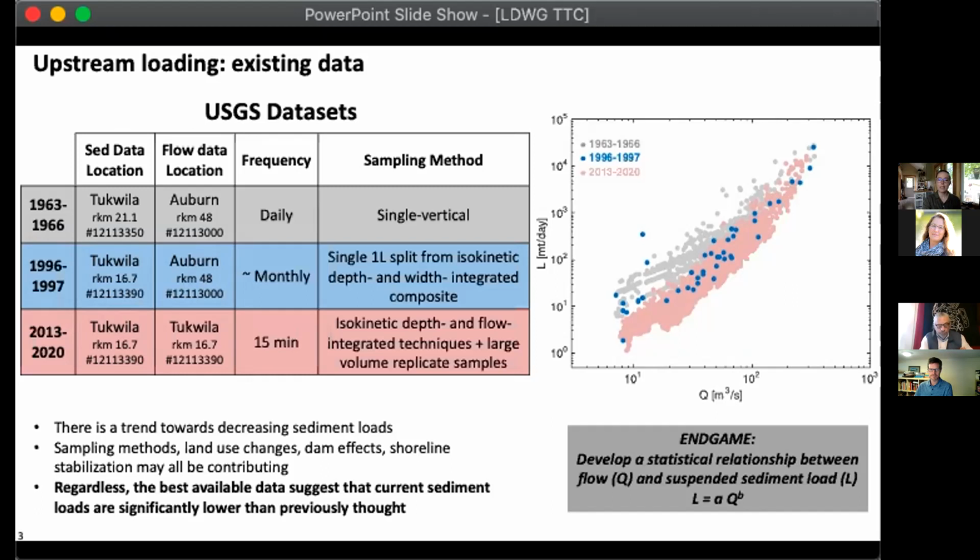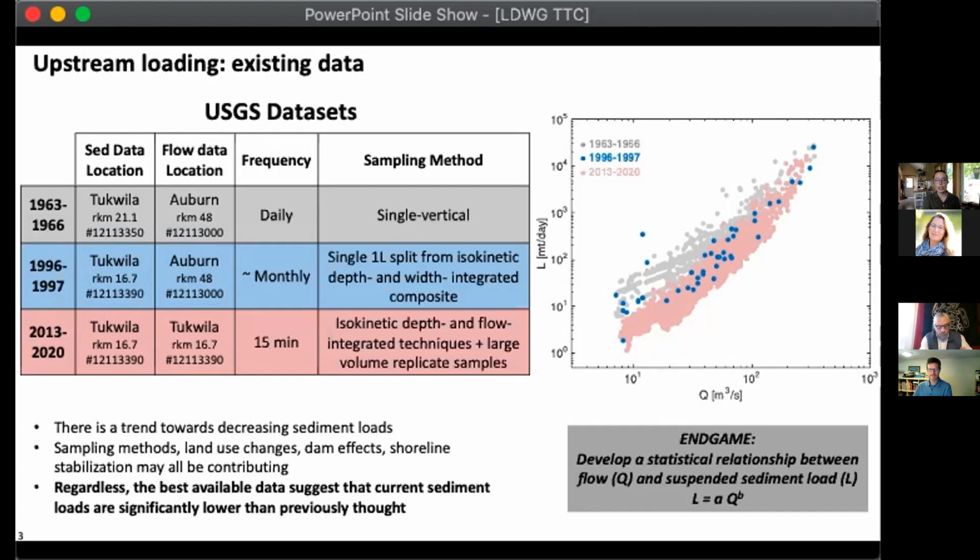But you can't completely discount the fact that these three data sets use different sampling methods. The single center of the channel method used in the 60s may have overestimated the total amount of suspended sediment in the cross-section. It's a little bit hard to imagine that this could cause a nearly 10-fold difference, which is what's happening at low flows here. But I also don't think that you can completely discount it entirely. So it's a little bit of a thorny issue for estimating sediment loads since the 60s.